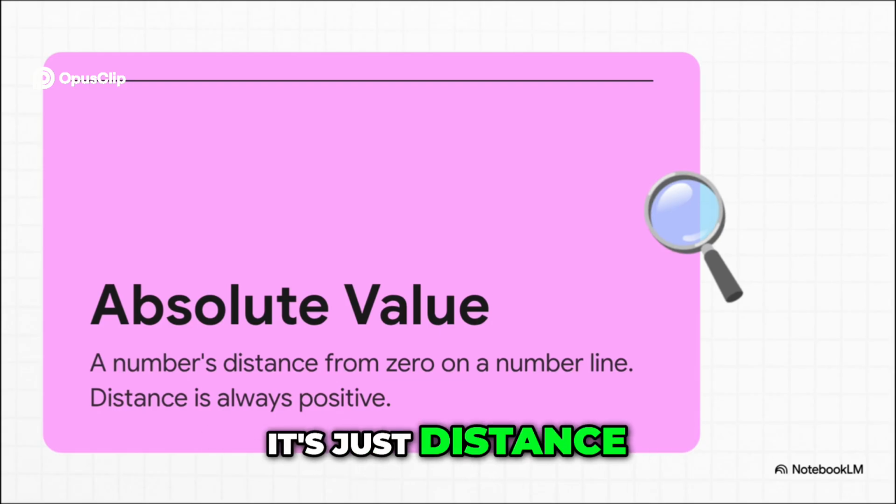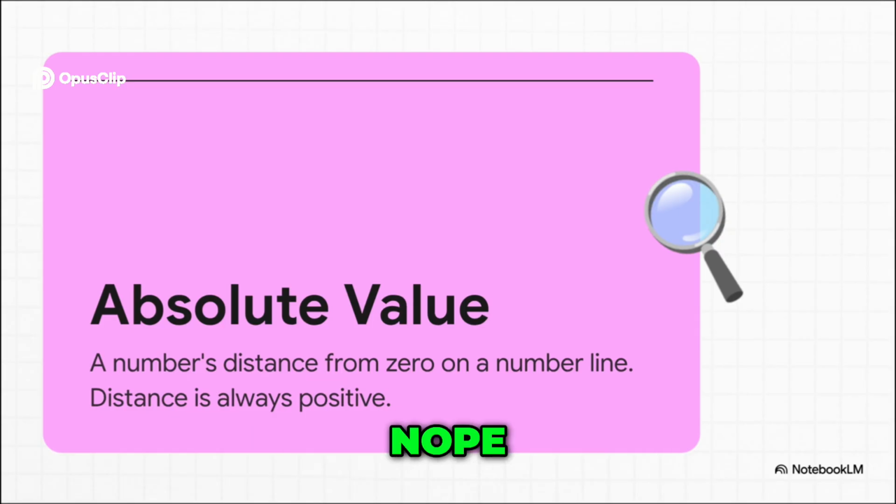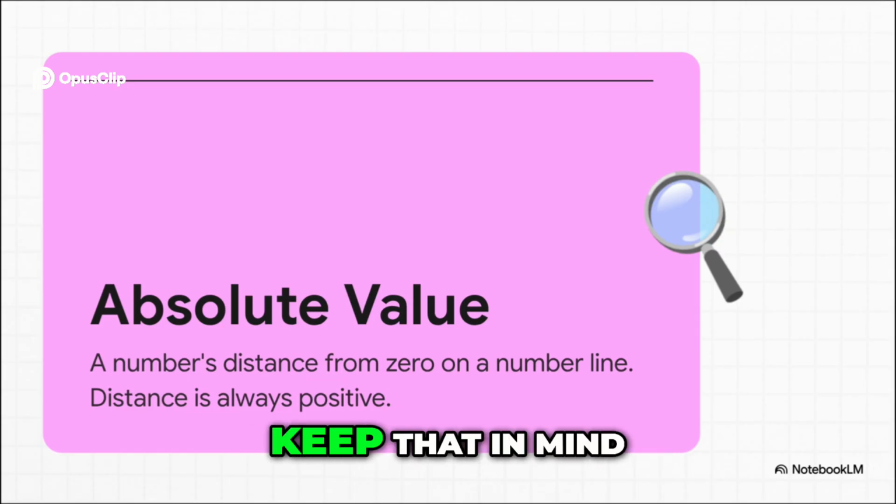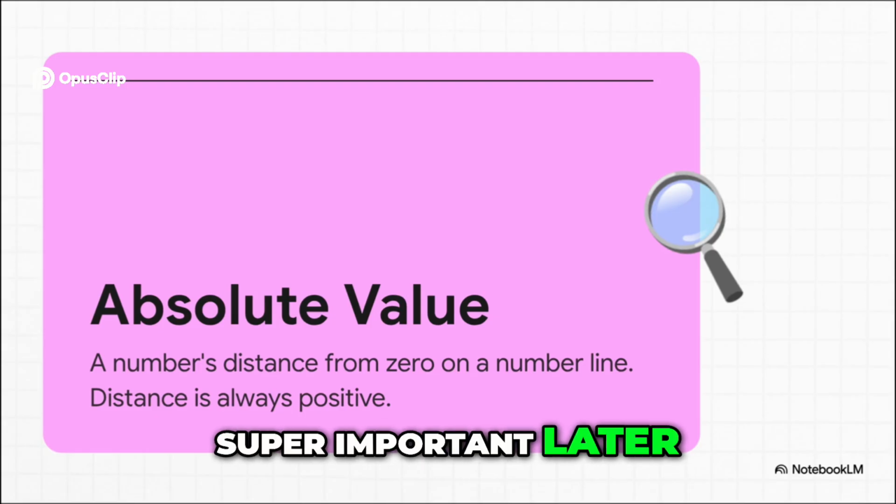It's just distance. And think about it. Can you ever have a negative distance? Nope. So an absolute value can never, ever be negative. Keep that in mind. It's going to be super important later.